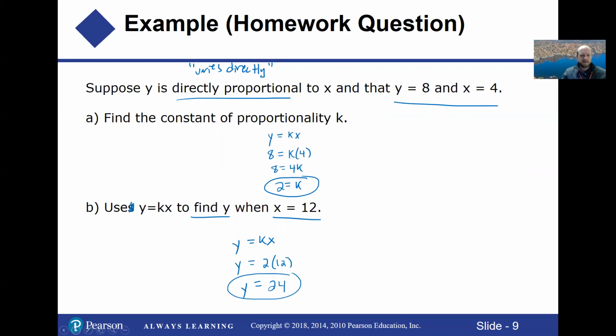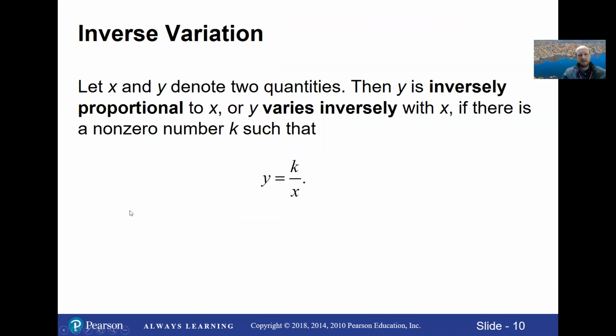So that's it. And your other kind of variation that we're going to study in this section is inverse variation. There's also joint variation, and there's also more types of variation as well, and also when we combine variation, but you won't do that until your next math class. But just trying to introduce it here.